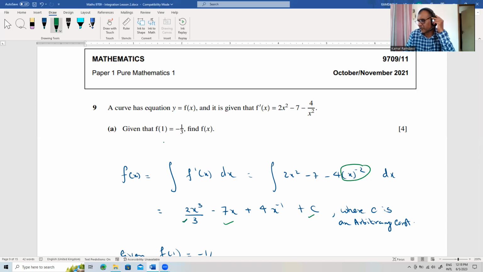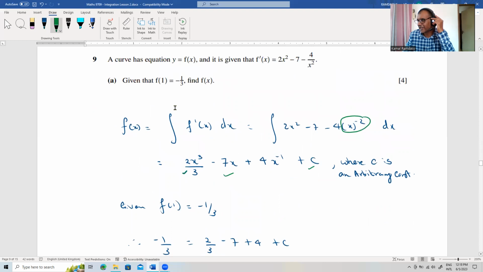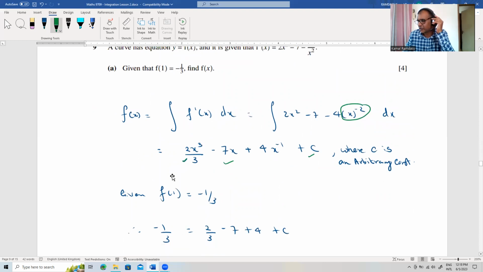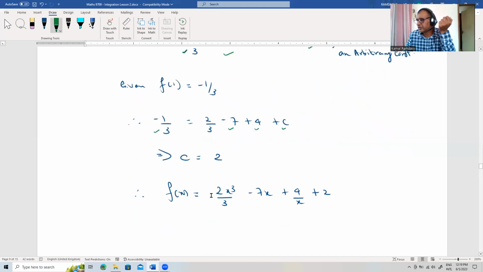I replace f of x by minus 1/3 and I replace x by 1. Okay? And then, I get minus 1/3 is equal to 2 over 3. When x is equal to 1, x cubed is equal to 1, minus 7 times 1 plus 4 over 1 plus c. And then, I get c is equal to 2. Therefore, f of x is equal to 2x cubed divided by 3 minus 7x plus 4 over x plus 2.